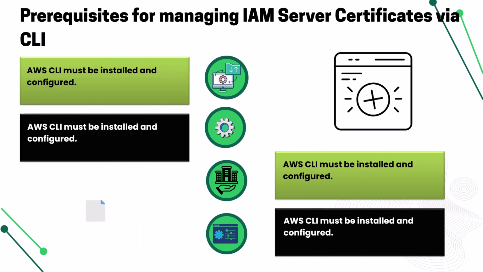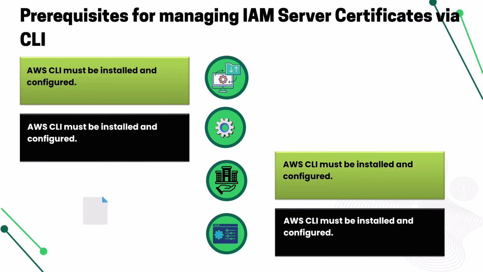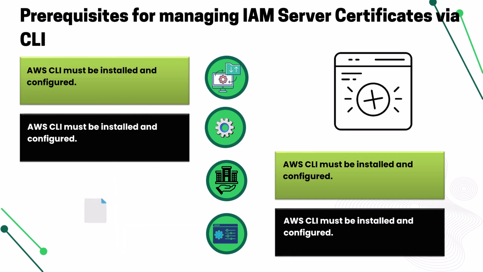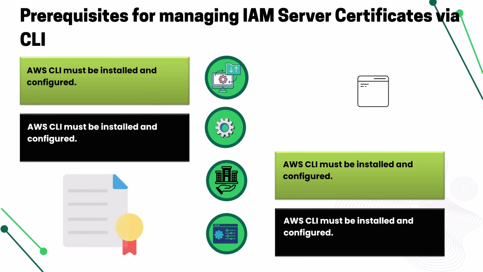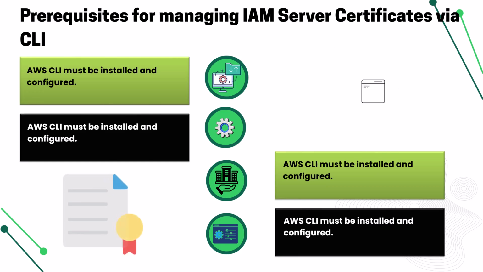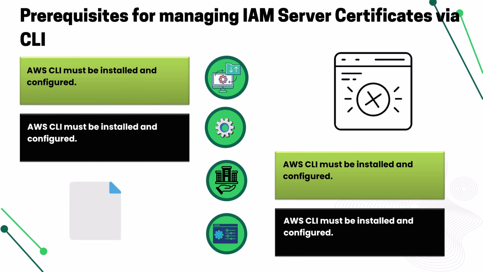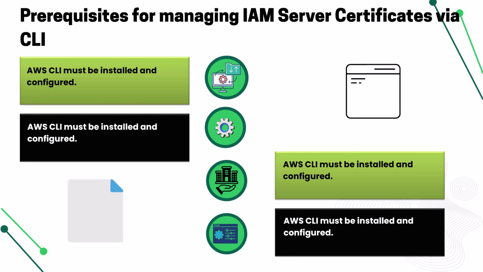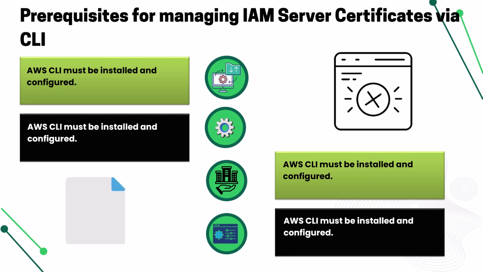Before jumping in, let's check our toolkit. First, install and configure AWS CLI. It's your command center. Next, ensure IAM permissions are set, or AWS will give you the cold shoulder. Have your certificate files ready, because managing certificates without them is like baking without ingredients. Lastly, a little CLI knowledge goes a long way. Don't worry, we'll cover that.